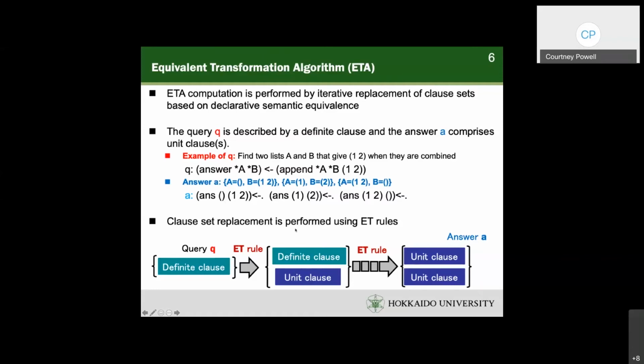So as we said, clause replacement is performed using ET rules. And given the query, ET rule is successively applied. And in the intermediate state, we have a mixture of definite clauses and unit clauses. And the actual answer comprises unit clauses only.